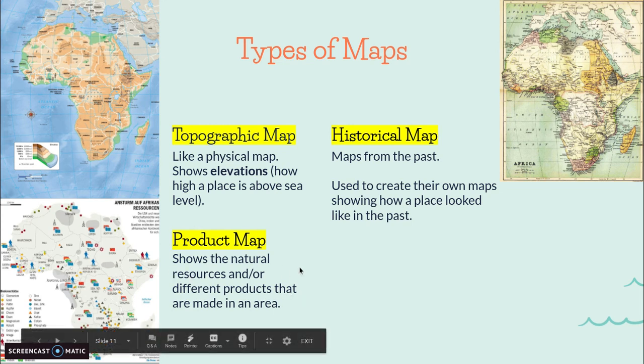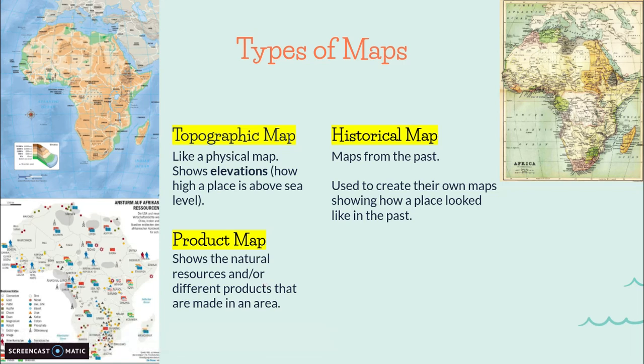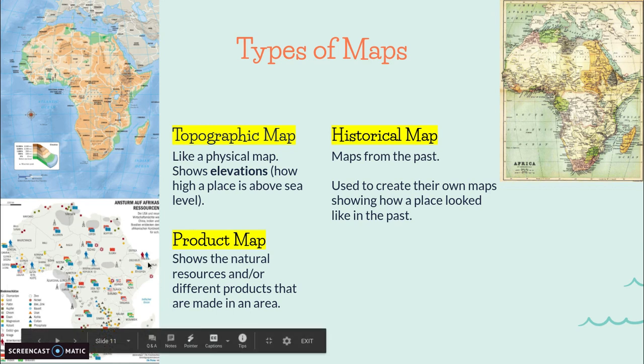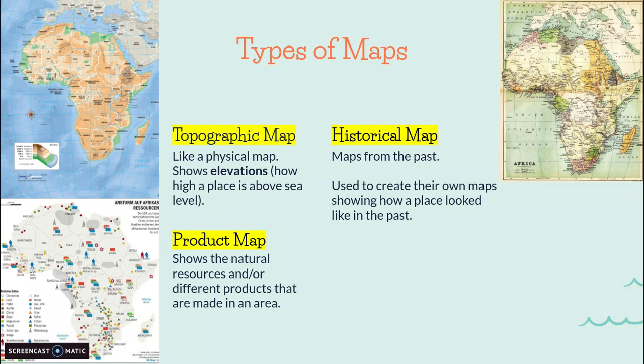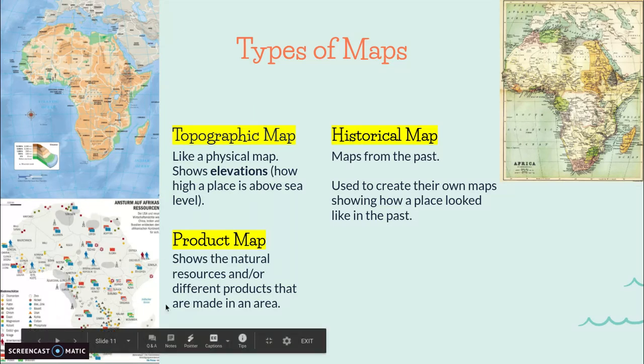Next, a product map. A product map shows the natural resources and or the different products that are made in an area. So again, a product map of Africa shows the different minerals and other natural resources found within Africa and its countries.